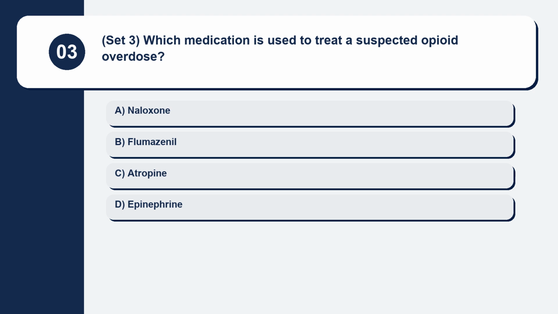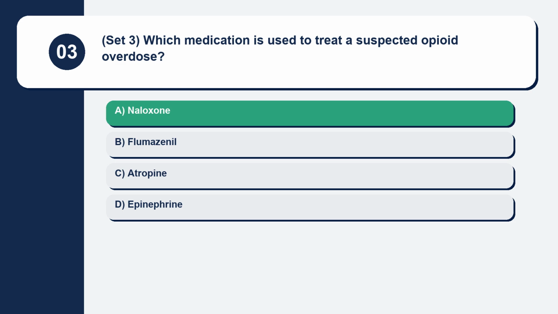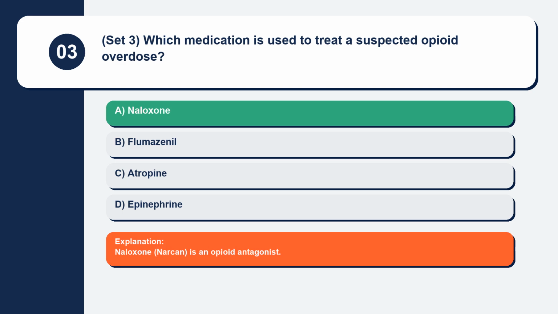Question 3. Set 3. Which medication is used to treat a suspected opioid overdose? Naloxone, flumazenil, atropine, epinephrine. Naloxone, Narcan, is an opioid antagonist.